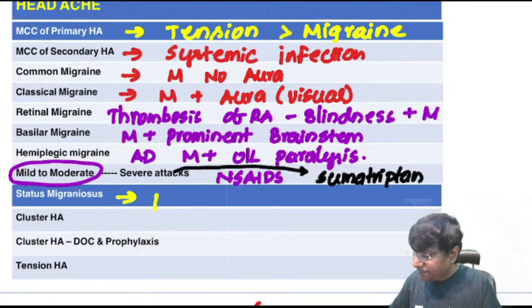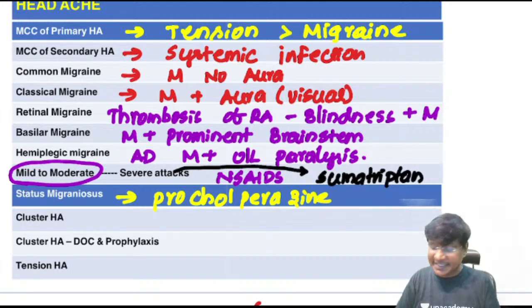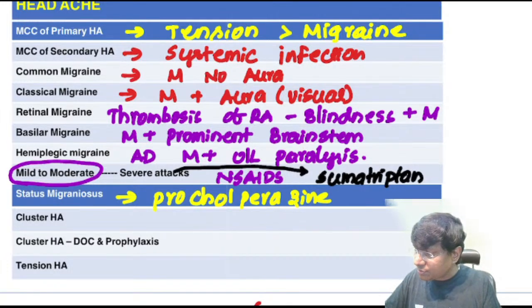Yes, that will be prochlorperazine. Right, prochlorperazine is the drug of choice for status migrainosus. Then you should know about the cluster headache.